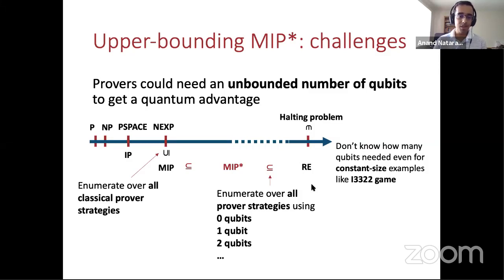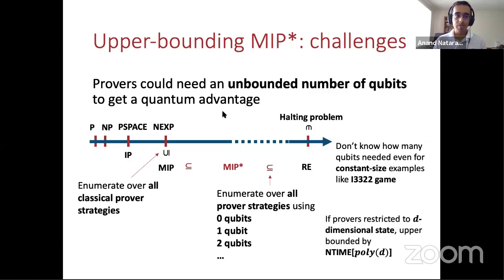So this is what happens when you try to upper bound MIP star. Actually, since we ultimately show that MIP star is equal to RE, this upper bound is really tight, and I won't be able to give you any improvement on this. So in general, you'll need enormous amounts of qubits, like unbounded amounts of qubits, to do well in these non-local games. One point that I do want to make here, though, is: why is this issue of the number of qubits so important?